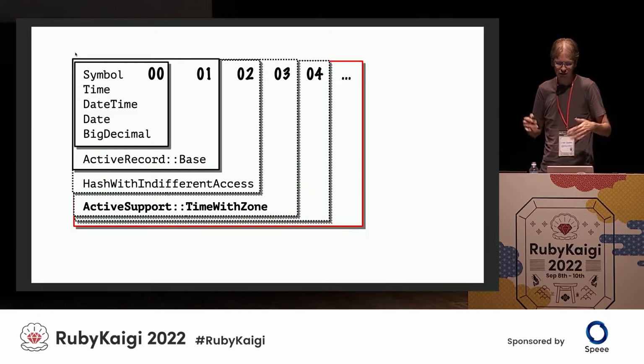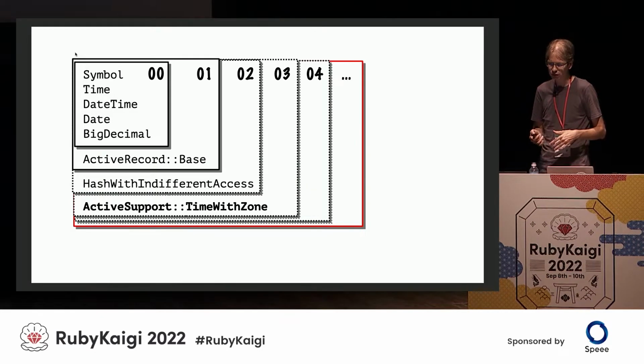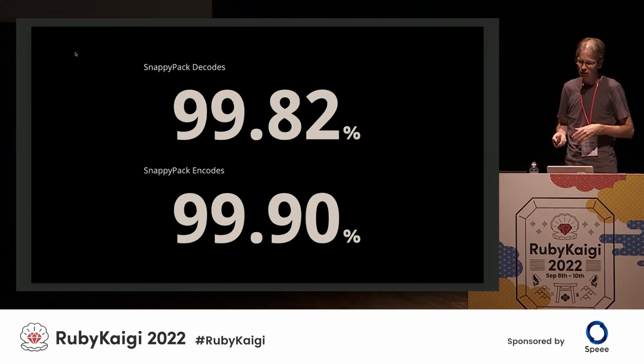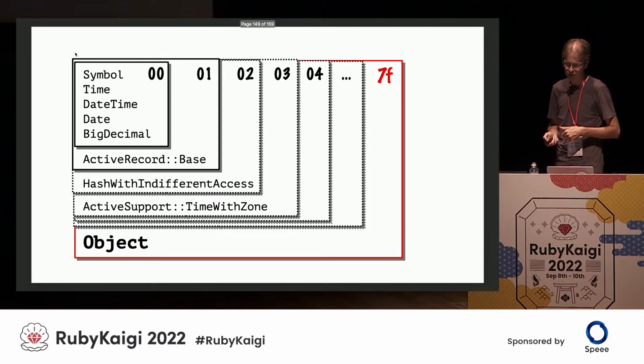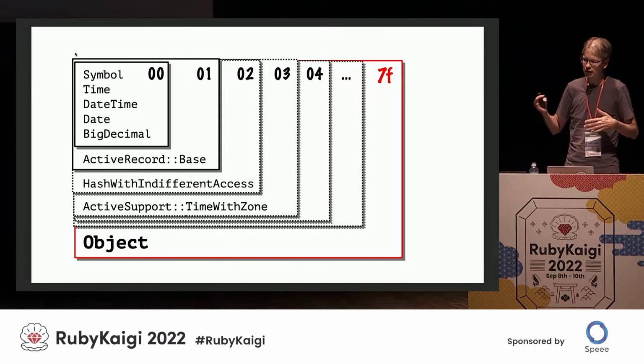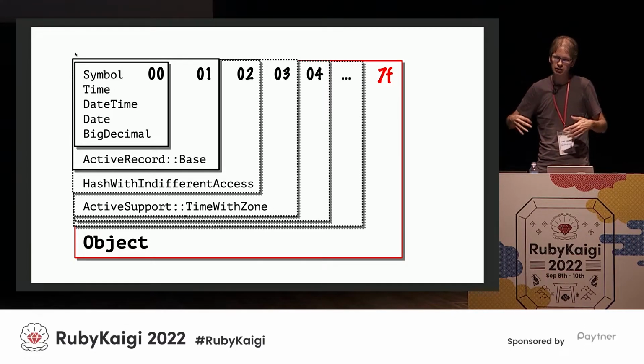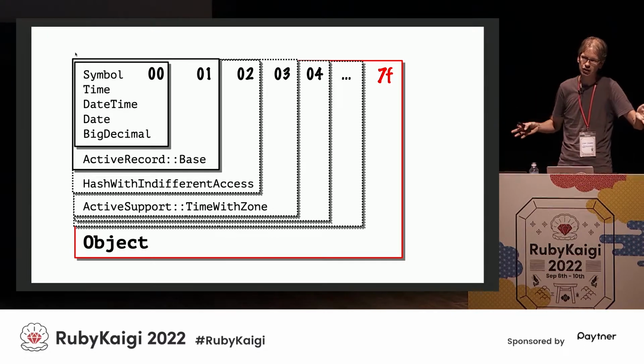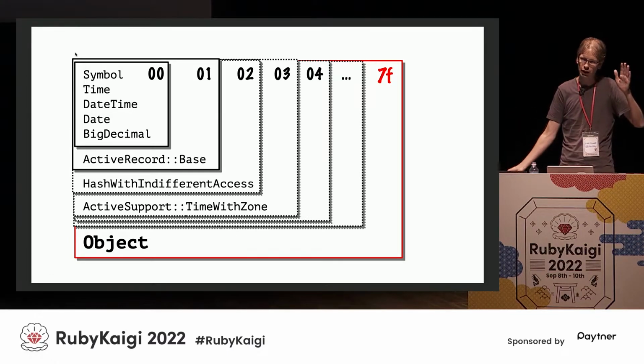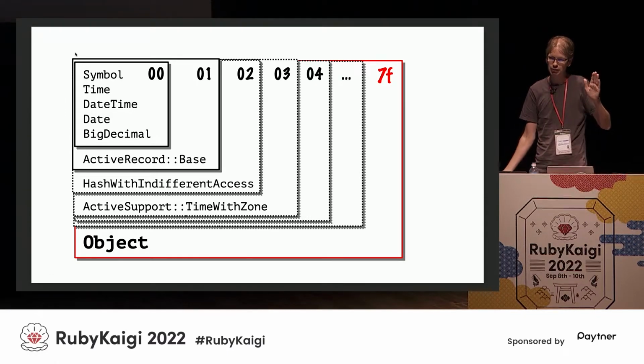Okay, so we had that. We added some other things, ActiveSupport TimeWithZone. We were almost 99% done. But then at a certain point, we were at this long tail, and we couldn't just tell thousands of developers, okay, you just add your extension types for whatever you need, because there are 128 max extension types, and we would hit that limit very quickly.